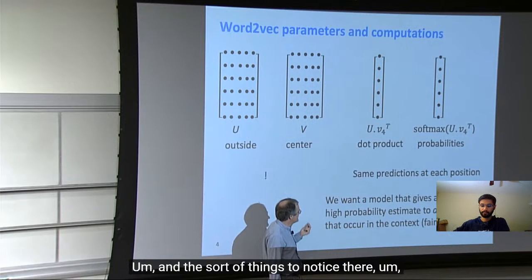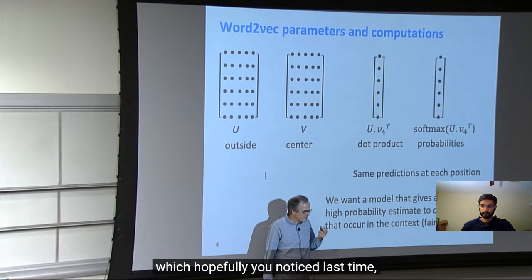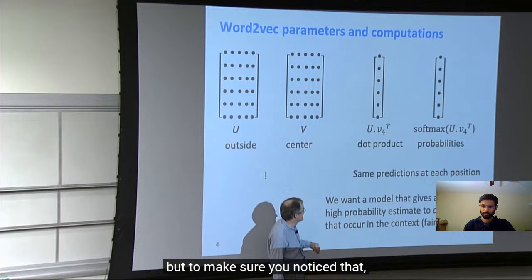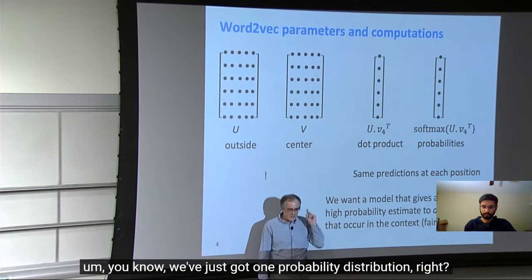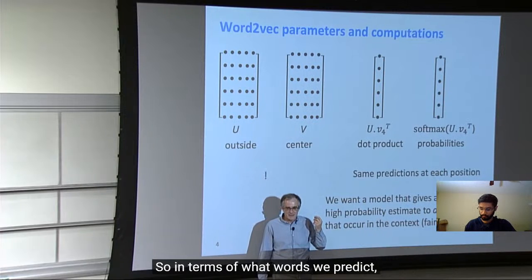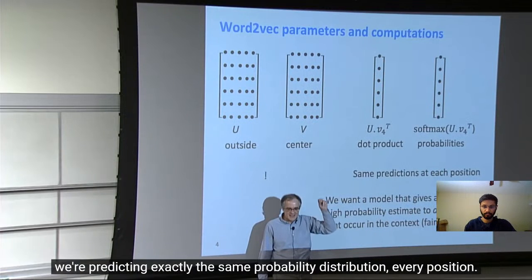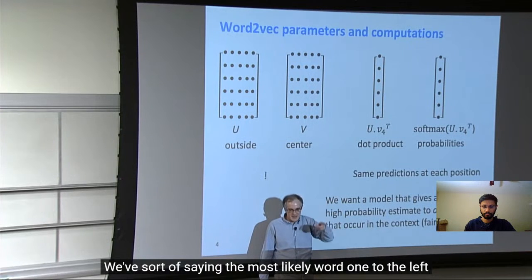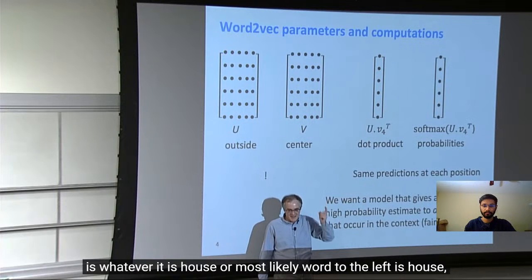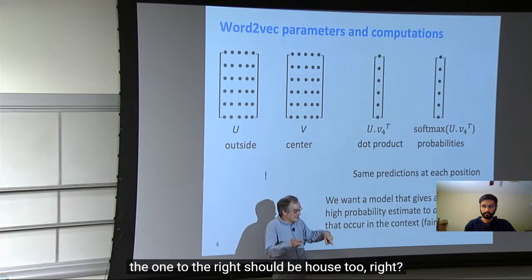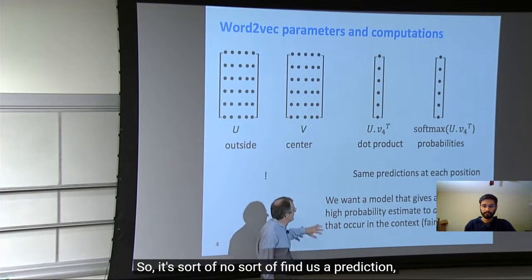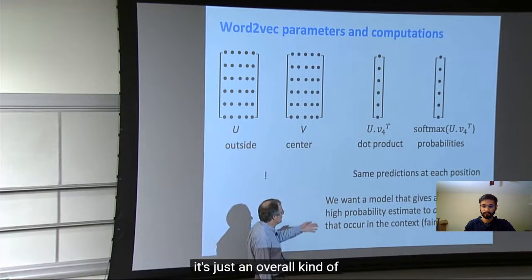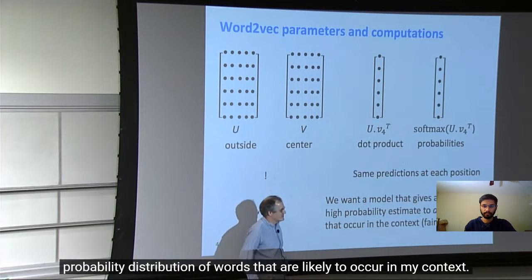And there are things to notice there, which hopefully you noticed last time, but to make sure you noticed it, we've just got one probability distribution, right? So in terms of what words we predict, we're predicting exactly the same probability distribution at every position. We're saying the most likely word 1 to the left is whatever it is, house. The most likely word 2 to the left is house. 3 to the left is house. The one to the right should be house too, right? So there's no fineness of prediction. It's just an overall probability distribution of words that are likely to occur in my context.